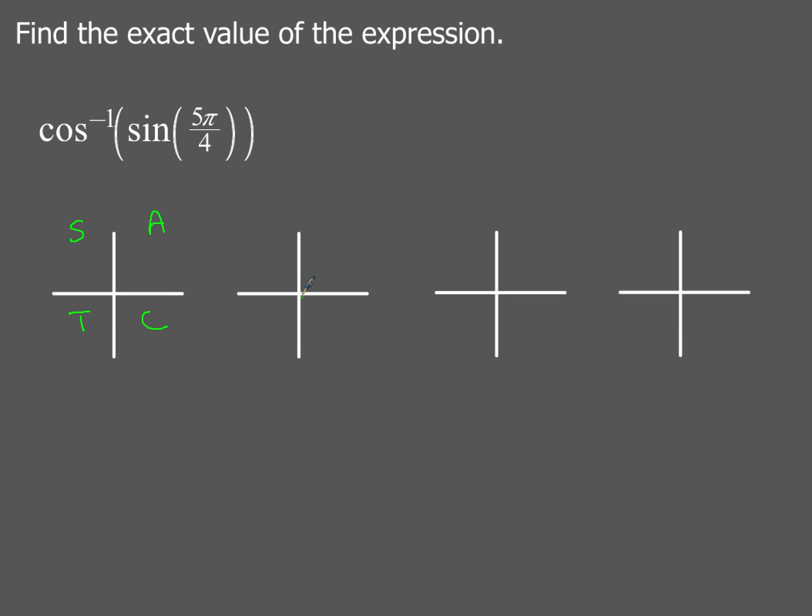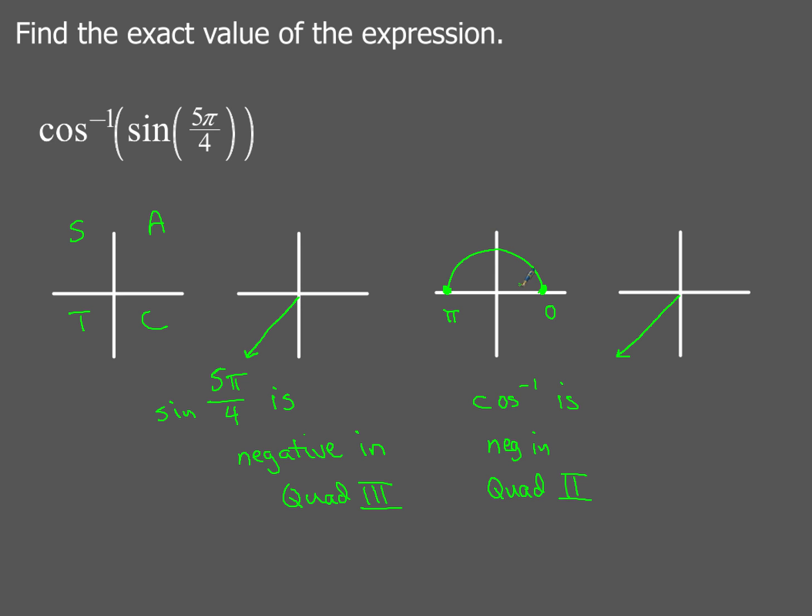Next, we're going to go ahead and draw where sine of 5 pi over 4 is, and that is down here in quadrant number 3. So 5 pi over 4 is in quadrant number 3, my inside function is sine, which means the sine of that is going to be negative in quadrant number 3. So sine of 5 pi over 4 is negative, which means I want arc cosine, that's going to be negative in quadrant number 2 here, because in quadrant number 1, of course, all trig functions are positive.